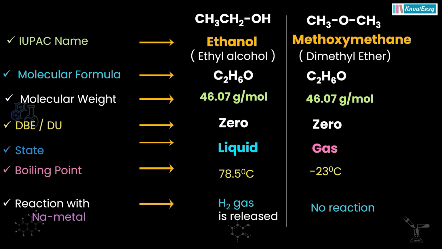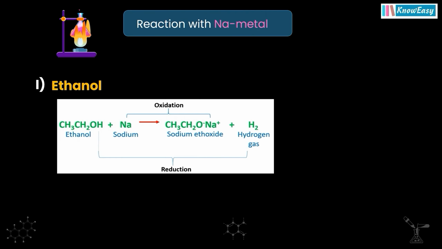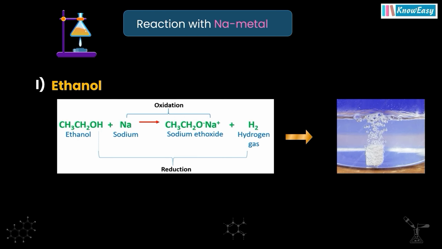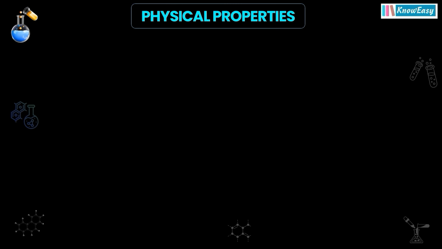So here from this example you can understand what is the meaning of isomerism. Let's see reaction of sodium metal with these two examples. When ethanol reacts with sodium, sodium ethoxide is formed and H2 gas is released. Here you can see. When dimethyl ether reacts with sodium, it does not show any reaction as there is no acidic hydrogen in the molecule. Clear? So they have different chemical properties. Here we have enlisted physical and chemical properties. Please pause the video and read carefully.